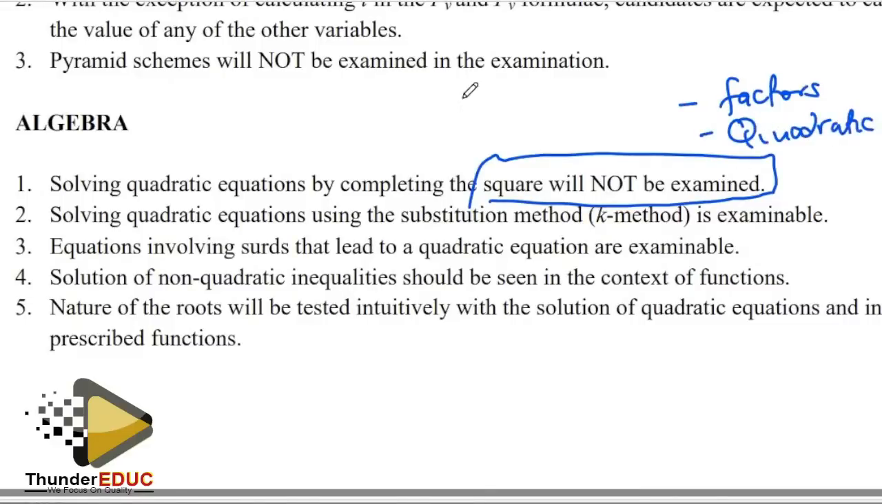Okay, then you need to solve quadratic equations using the substitution or K method. This is examinable. It's possible that it can come where you have maybe an equation with a bigger exponent other than 2, maybe x to the 4, probably x to the 6, and so on and so forth. So when you use the K method, you let K be maybe x squared, so that you just replace that and then you solve it.